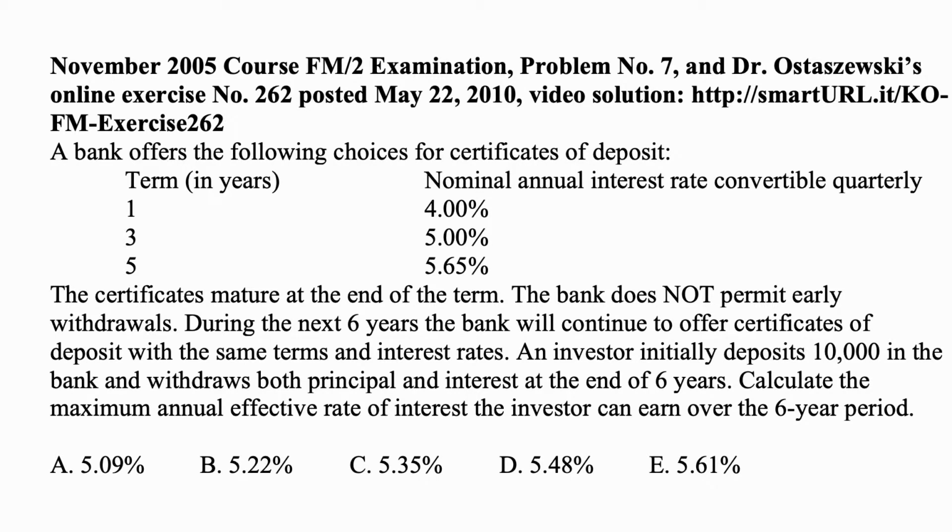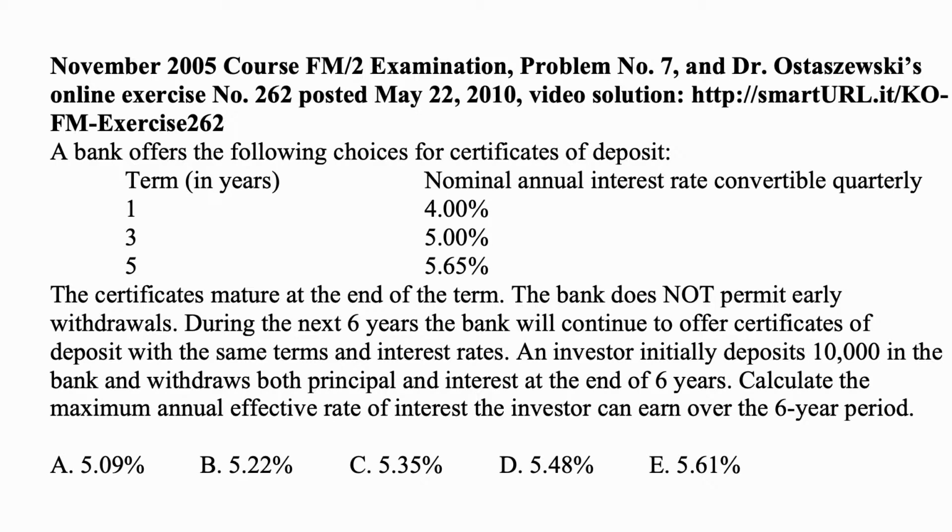Here's a problem for today for exam FM on financial mathematics. A bank offers the following choices for certificates of deposit. For a 1 year term, the nominal annual interest rate convertible quarterly is 4%. For a term of 3 years, the nominal annual interest rate convertible quarterly is 5%. And for a term of 5 years, the nominal annual interest rate convertible quarterly is 5.65%. The certificates mature at the end of the term. The bank does not permit early withdrawals.